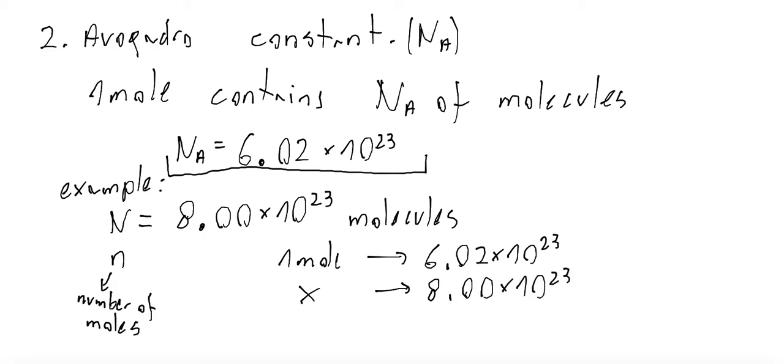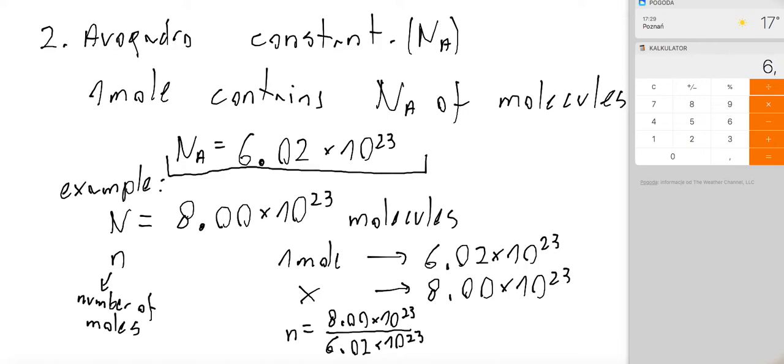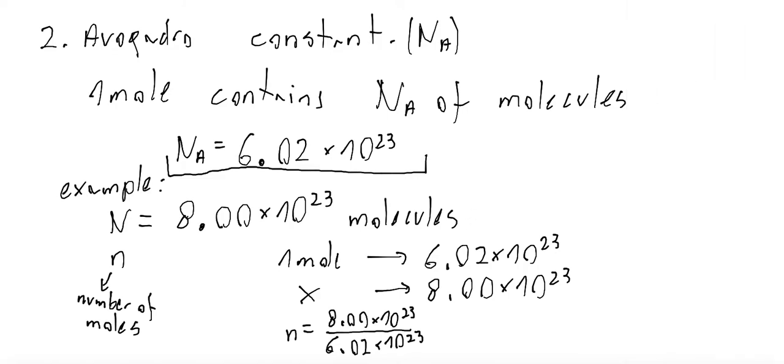So by using a simple proportion, you can find it. Yes, you have to divide 8 by 6.02. I have my calculator, GDC. Yeah, I'm turning it on. Okay, so you have to divide 8.00 times 10 to the power of 23 divided by 6.02 times 10 to the power of 23. And you know what? Unfortunately, my calculator stopped working. Okay, I have a different calculator here. 8 divided by 6.02, which is 1.33. In 3 significant digits, 1.33 moles.